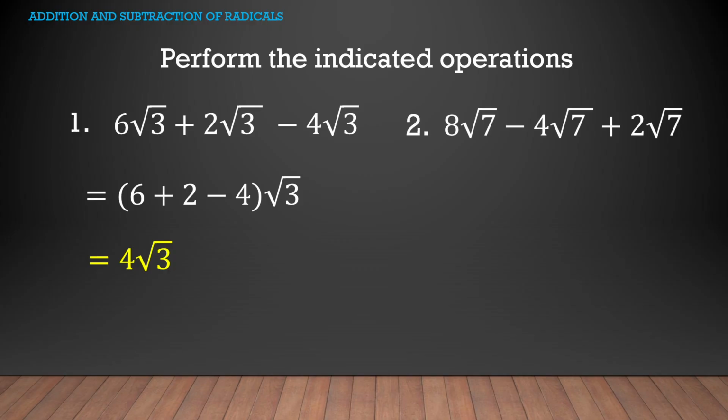Number 2, we have 8 square root of 7 minus 4 square root of 7 plus 2 square root of 7. So we can combine the coefficients. The coefficients are 8 minus 4 plus 2, and the common radical is square root of 7. So 8 minus 4 is 4, plus 2 is 6. That's why our answer is 6 square root of 7.